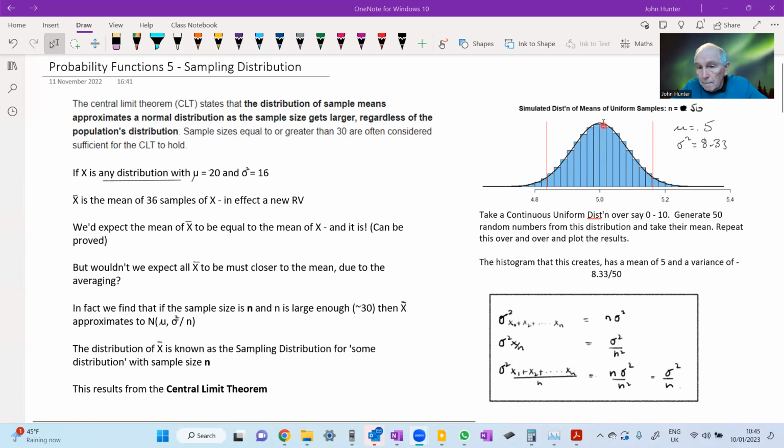It's got the same mean here, but obviously the variance, so the standard deviation, is going to be relatively tight. In this case, what we've got is a normal distribution, or virtually as near to a normal distribution as we would need for most purposes, because we're taking 50, which is quite a bit more than 30. And we've got a mean of 5 and a variance of 8.33 divided by 50.